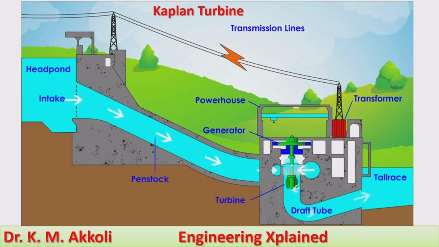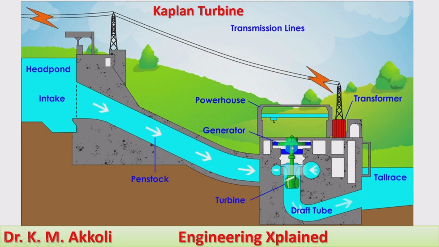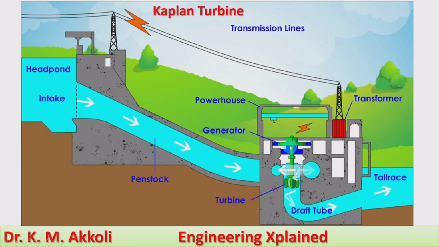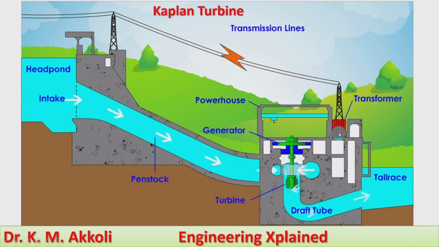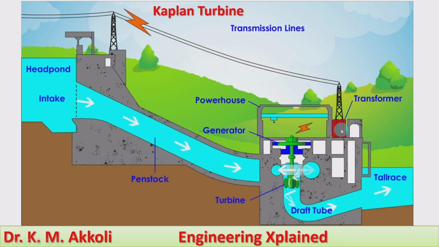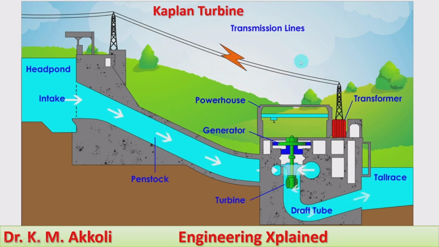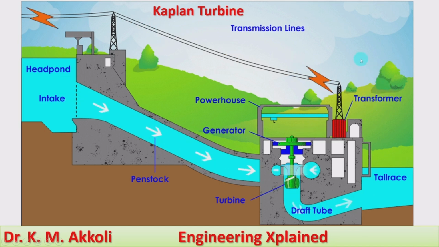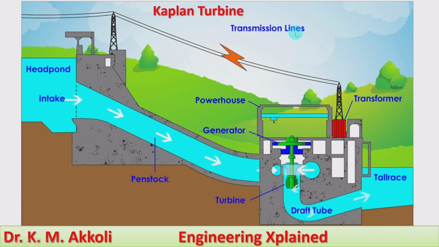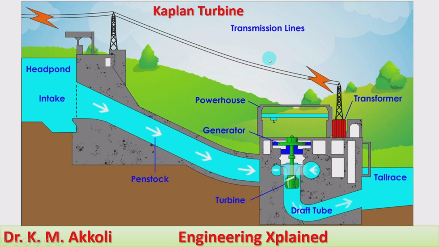And this shaft is connected to a generator. It is an electrical generator which generates electricity, and that electricity is supplied to the powerhouse, where its voltage will be increased in order to transfer it through the lines to the grids. A transformer will be used, and transmission lines are used to transfer the electricity to the grids.